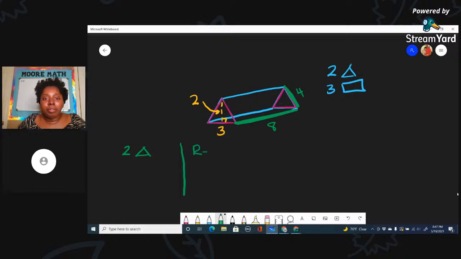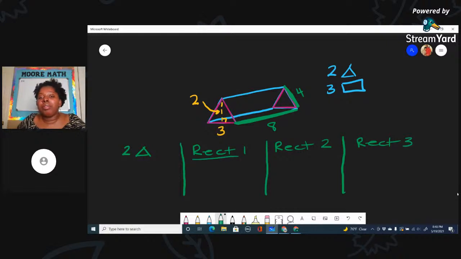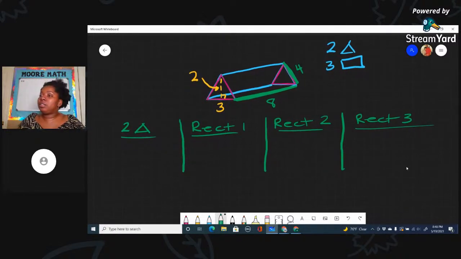Then we're going to find rectangle 1, rectangle 2, and rectangle 3. Sometimes the rectangles will all be equal and sometimes they won't. But what will be equal are the 2 bases, the triangles. Okay. Do you know the formula to find the area of a triangle? I think it's in my book. Okay.